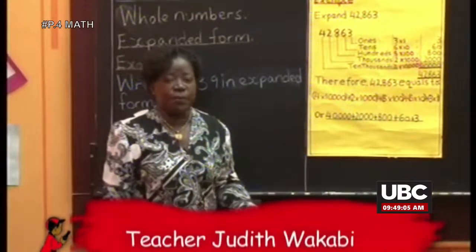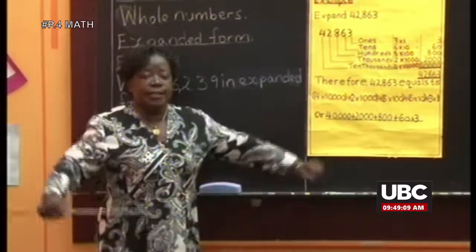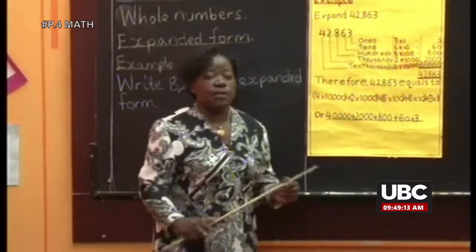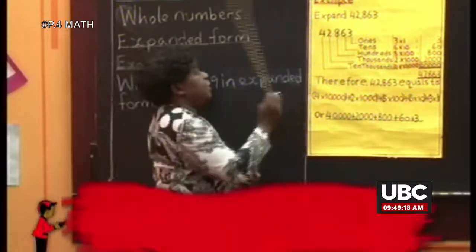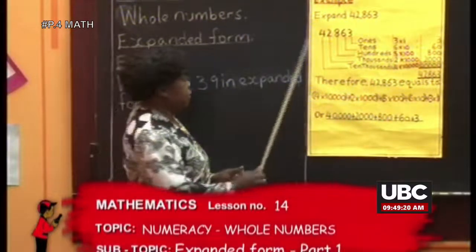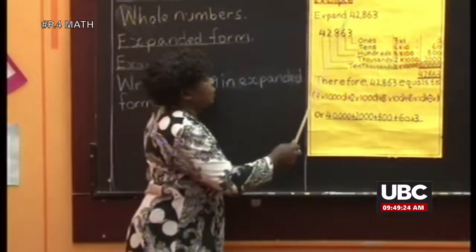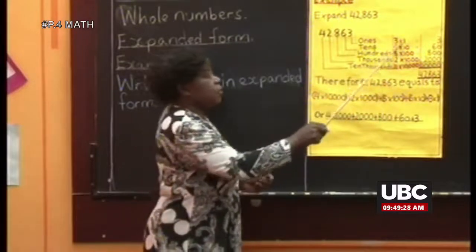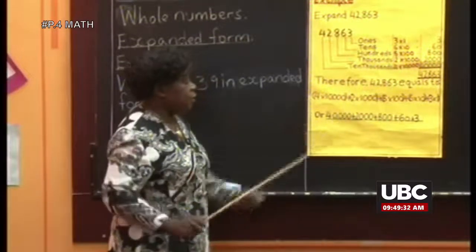Shortly before you went for your break, we were learning how to write numbers in a larger form. And writing them in a larger form is what we mean by writing in expanded form. We looked at this example and we said that to expand such a number, you've got to know the place values, you've got to know the values, after which you write them in a bigger form.